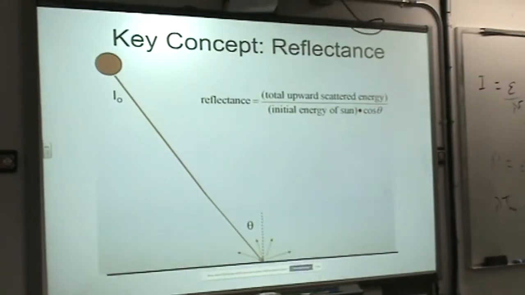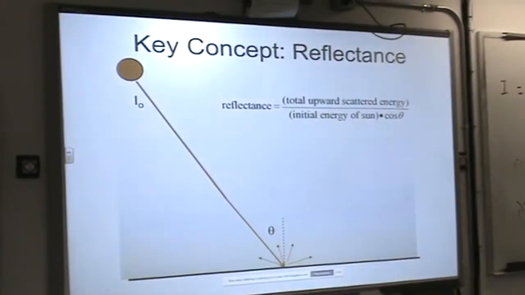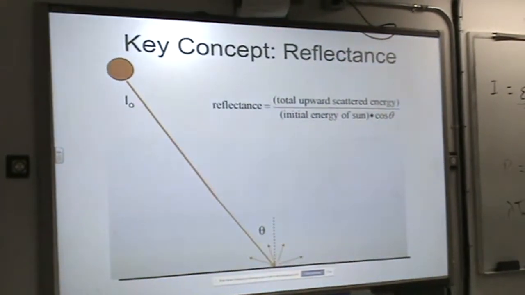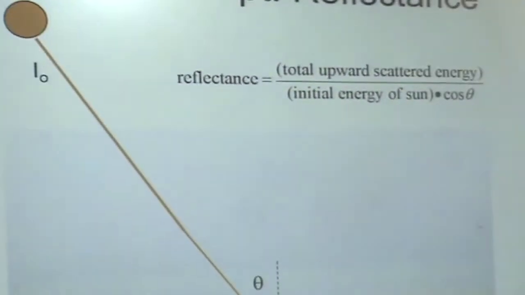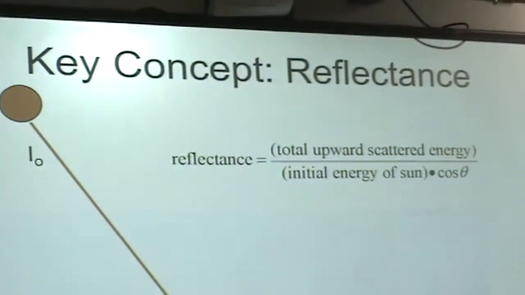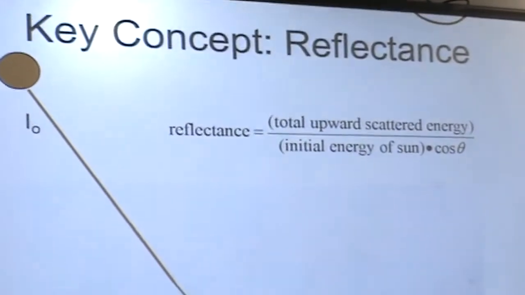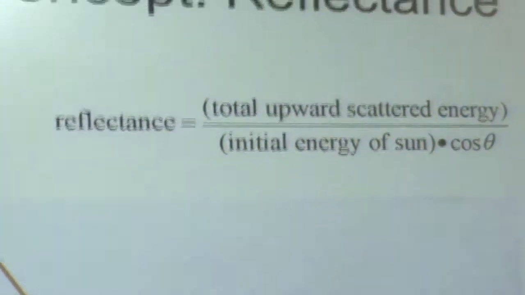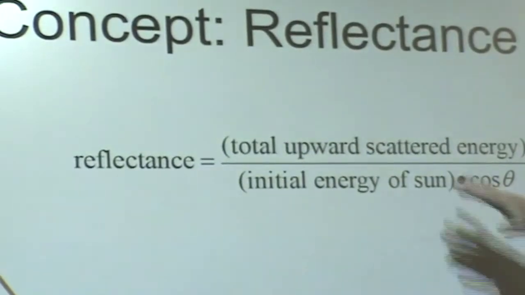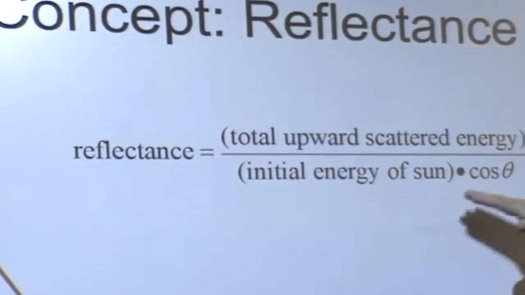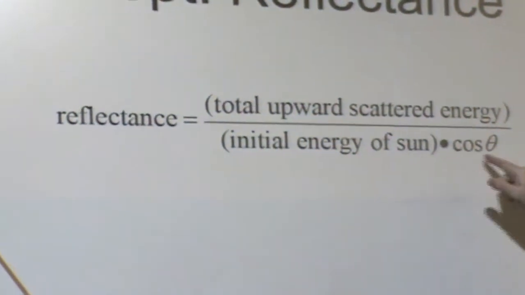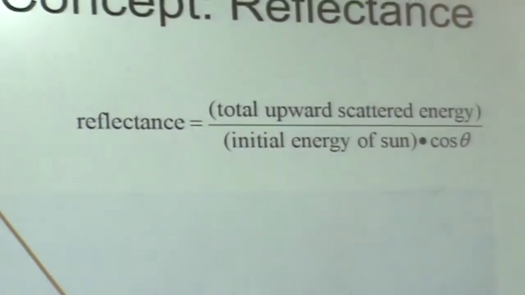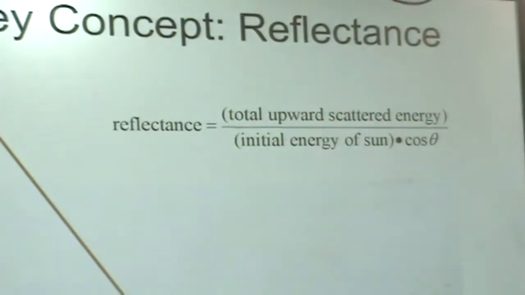Okay. One thing which I hadn't talked about before, but I'm putting it here: most of the time when you use satellite data and you're looking at solar data, you're going to be looking at not the intensity, but the reflectance. And the reflectance is the total upward scattered energy divided by the initial energy of the sun, and then there's this cosine theta in there. Why do you think that cosine theta is in there?